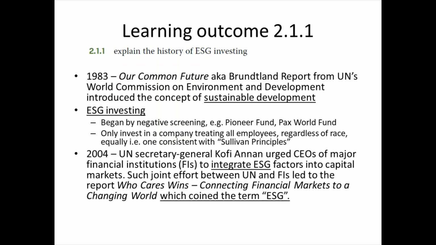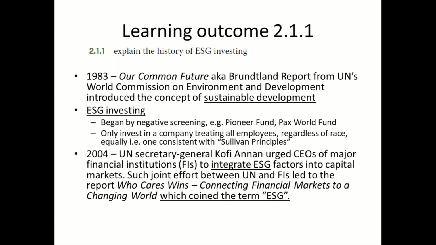The first concept is sustainable development, and it came from a report called Our Common Future, also called the Brundtland report. Brundtland was the person responsible for this report, and this report was the effort of the United Nations World Commission on Environment and Development.